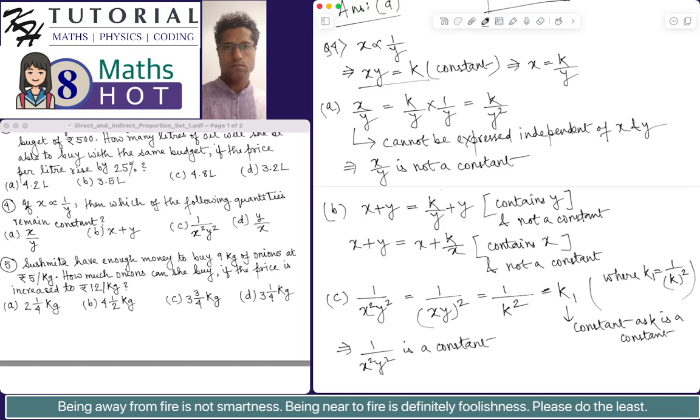So definitely the correct choice should be C. Definitely D is also not a correct choice because D is quite similar to A. So the correct choice is C. C is the correct choice.